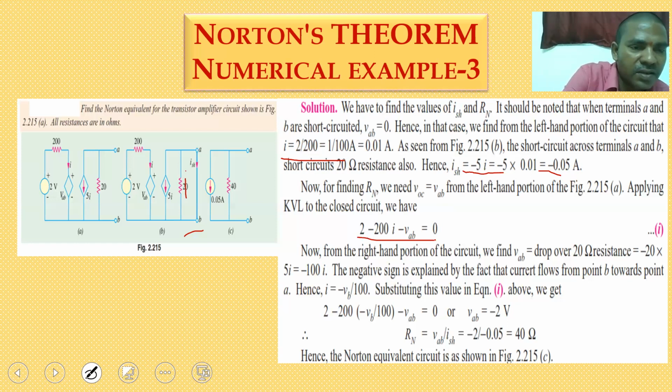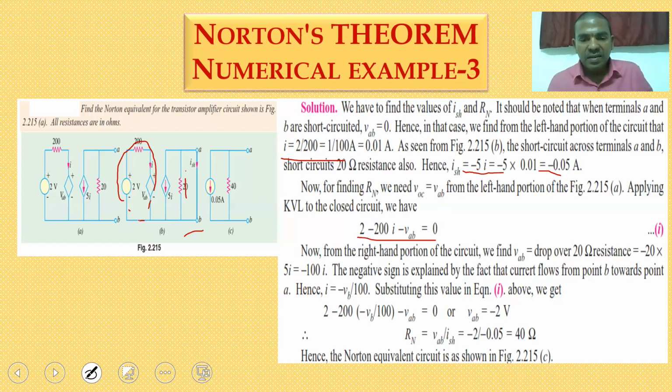Next, writing in the left hand loop: 2 minus 200i minus VAB is equal to 0. In this case, for the VAB value we are calculating, the I value we write as minus VAB by 100, because VAB must be the node voltage. What is the current? Voltage divided by resistance, so that value is minus VAB divided by 100. By substituting, finally you can get one unknown, that is VAB is equal to minus 2 volts.